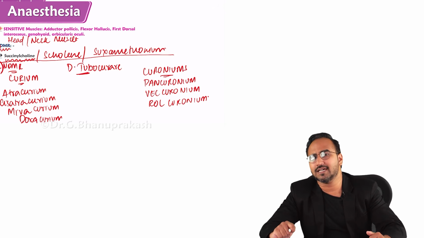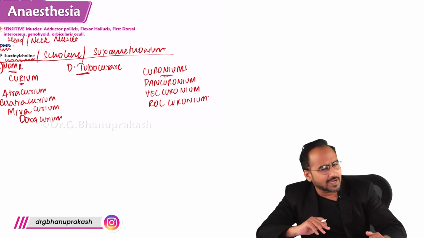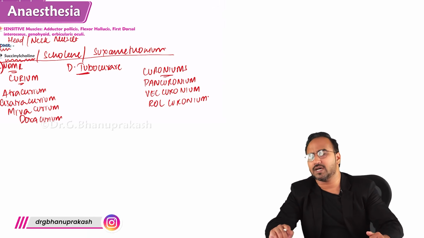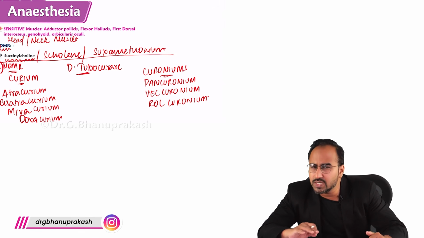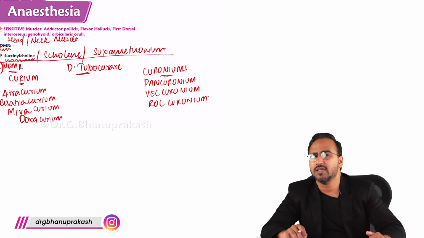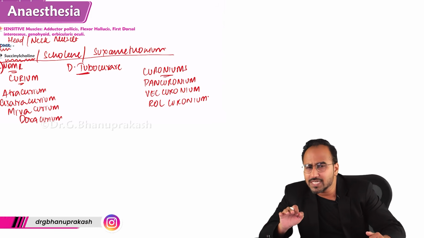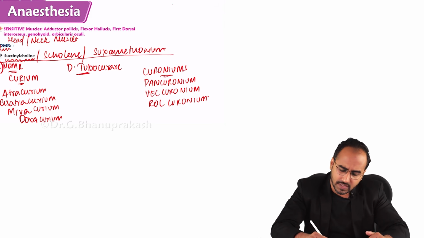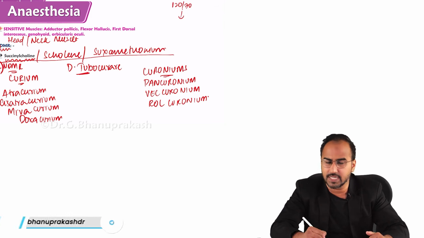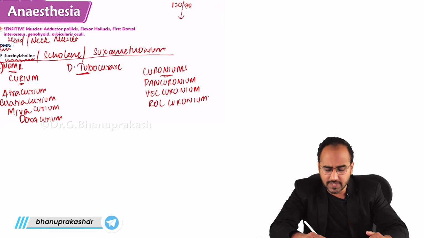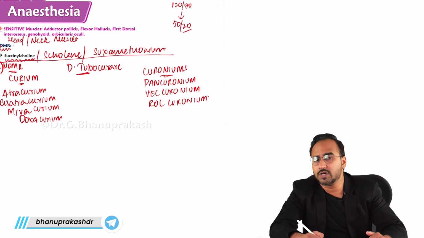Due to this reason, the surgeons told Harold Griffith that you have done a wonderful discovery in the field of muscle relaxant, but we won't use this D-tubocurarine. Why? Because the patient was developing what? Remember, before giving D-tubocurarine, patient's BP was 120/70. After receiving D-tubocurarine, patient BP was becoming 50/20. It was causing severe hypotension.